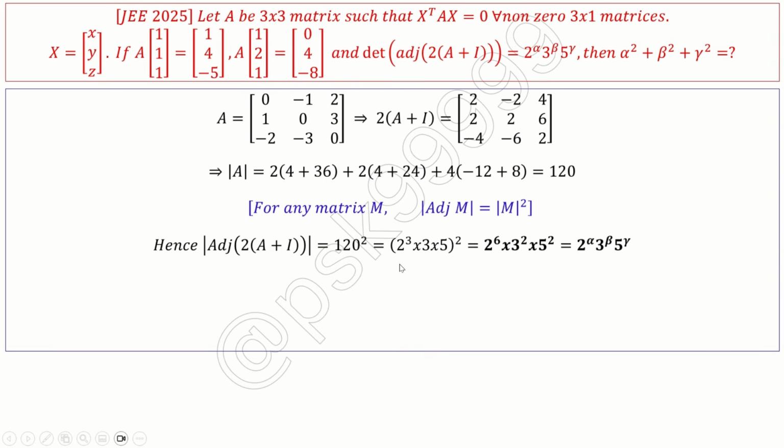Because this is 120, this becomes 120 square, which in prime factors is (2 cube into 3 into 5) whole square, which is 2 to the power of 6 into 3 square into 5 square. This is my 2 to the power of alpha into 3 to the power of beta into 5 to the power of gamma. So my alpha is 6, beta is 2, gamma is 2. So alpha square plus beta square plus gamma square is 44. This is the answer.